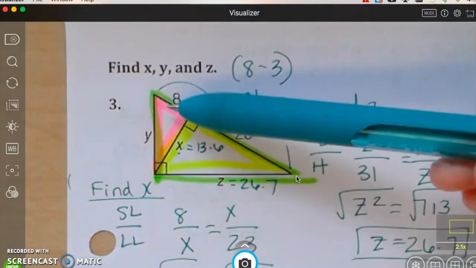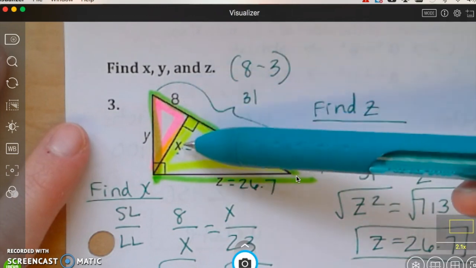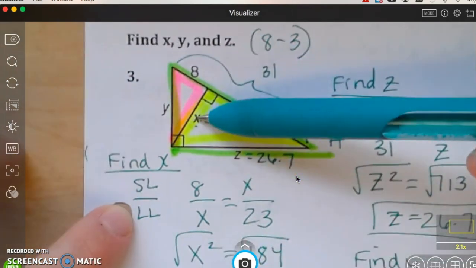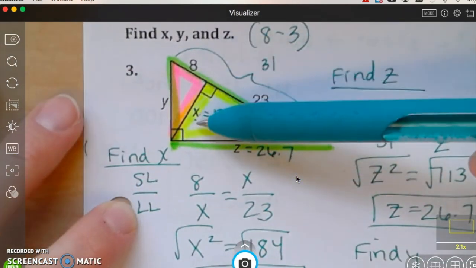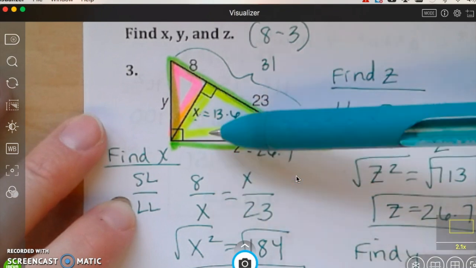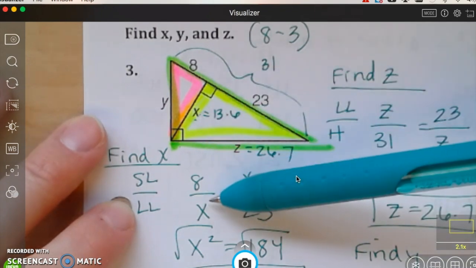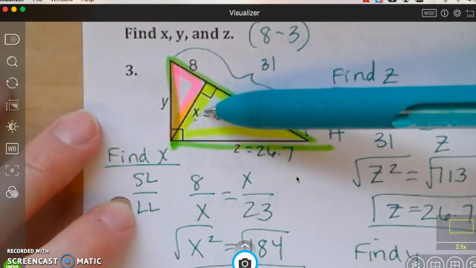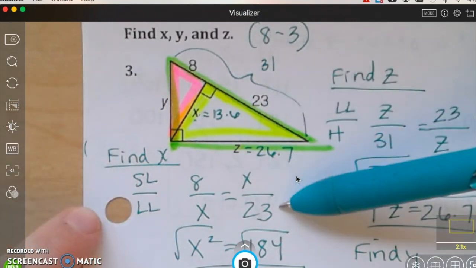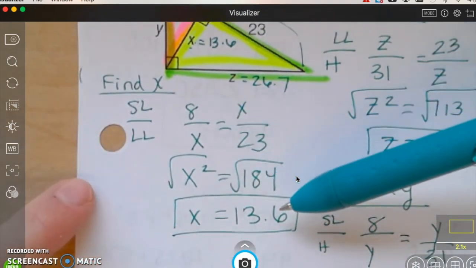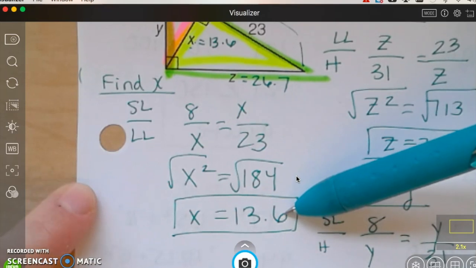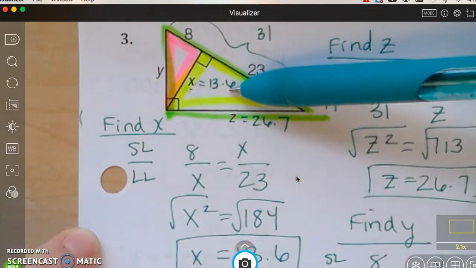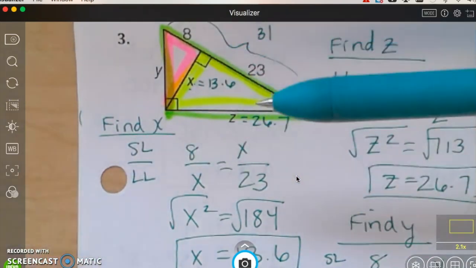So when I look at my pink triangle, if I focus on 8 and x, 8 is my short leg, x would be my long leg. So that's going to be the ratio that I use to prepare this. Short leg for the pink triangle is 8, long leg is x. If I now focus on the yellow triangle, my short leg is x and my long leg is 23. So I'm going to cross multiply, solve for x, and I get that x is 13.6. Now I'll be using that in the future if I need to use this length.